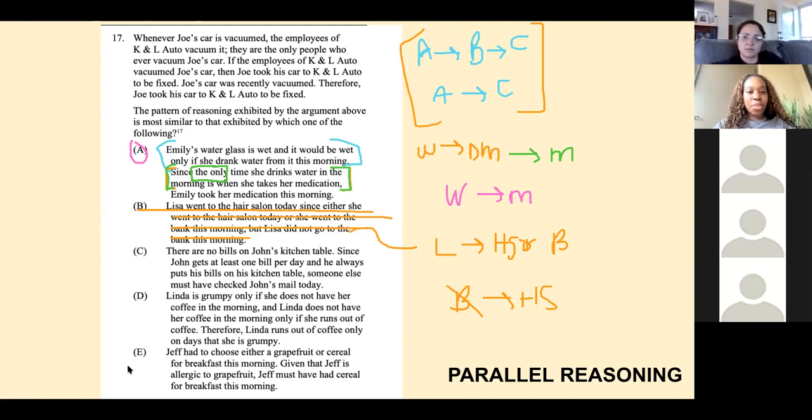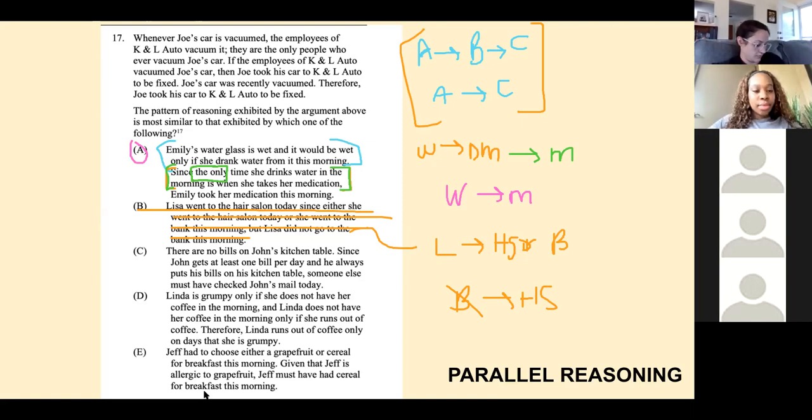When you say same structure, I just want to clarify: you mean from the conclusion, A to C? Yes, it doesn't necessarily have to go in that order, but it has to have those parts. So if B was correct, it would say something like: whenever Lisa leaves her house, she goes to the hair salon. And when she goes to the hair salon, she goes to the bank. Since Lisa left her house, she's going to the bank.